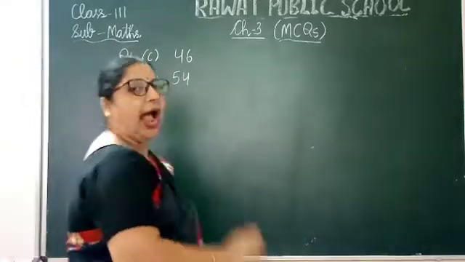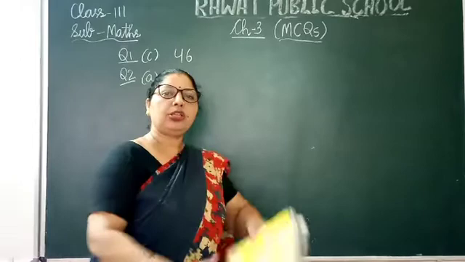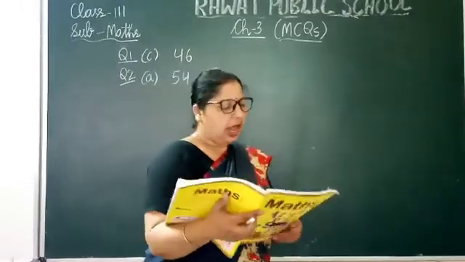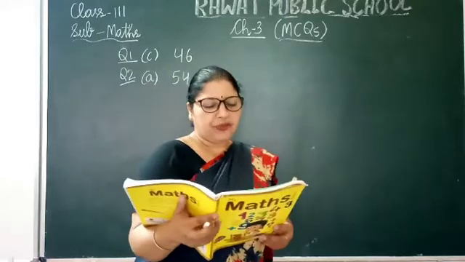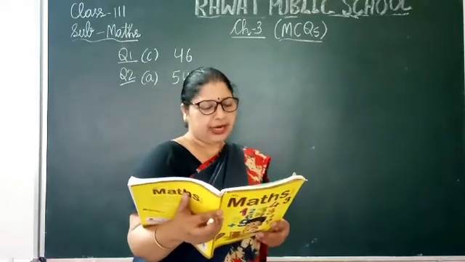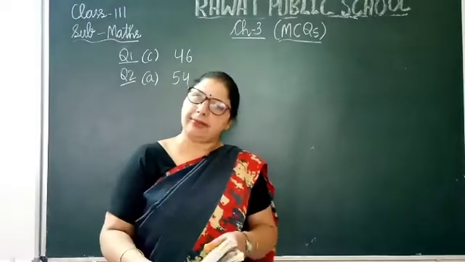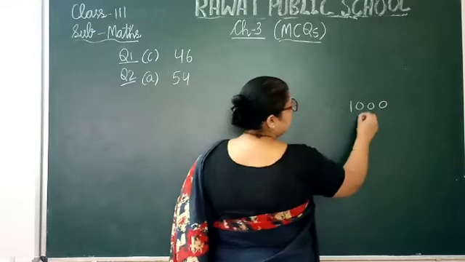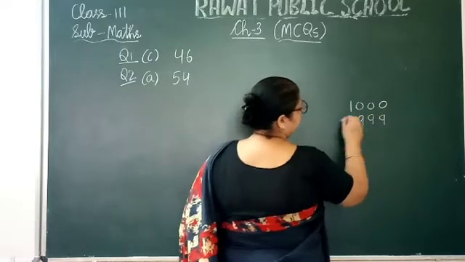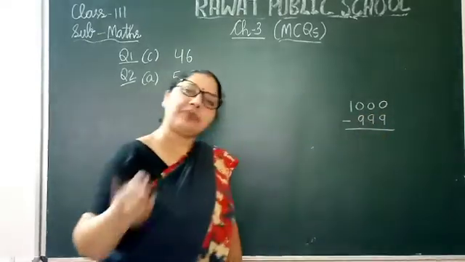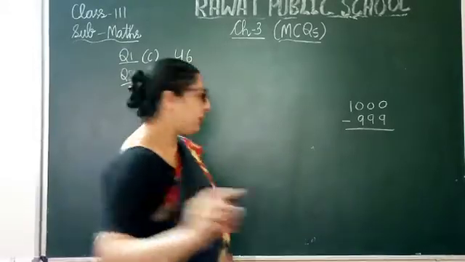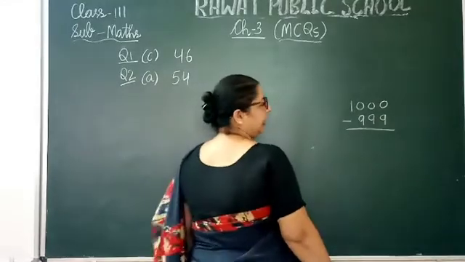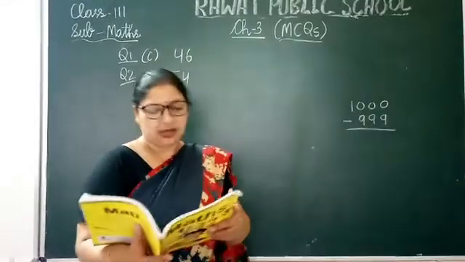So students, I solved all the questions on the blackboard. That's why you have no query in the answers. Now, question number 3 is: what is the difference of the greatest 3-digit number and the smallest 4-digit number? The smallest 4-digit number is bigger than the greatest 3-digit number. So the 4-digit number is 1000, and the greatest 3-digit number is 999. So what is the difference?